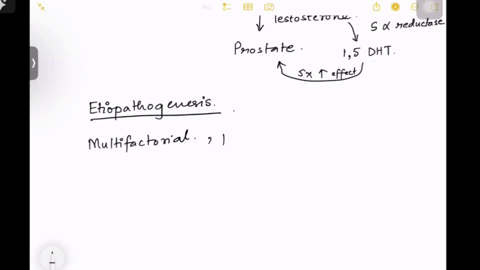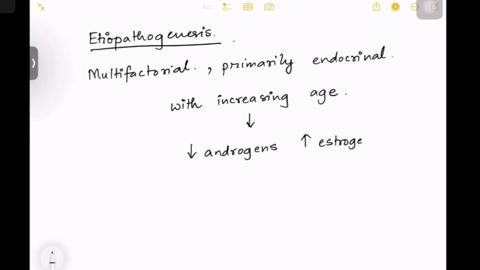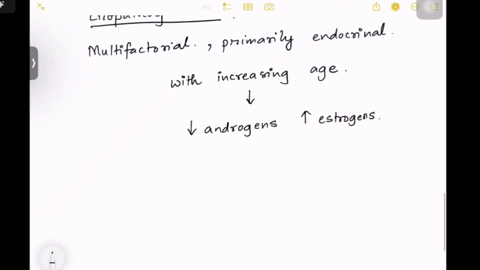So there is an elderly male, mostly more than 60 years, who usually has BPH. There is not one factor which can cause BPH, there are multiple factors. But primarily it is the endocrine which has the more control over it. So, as I told you that there is an increasing male. What happens with the increasing age? With increasing age, there is decrease of androgen and there is increase of testosterones.